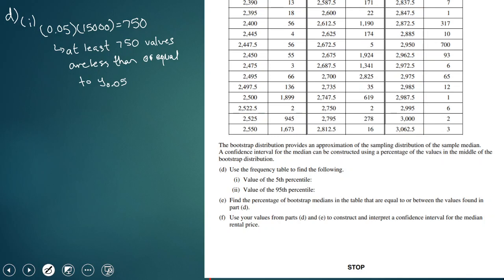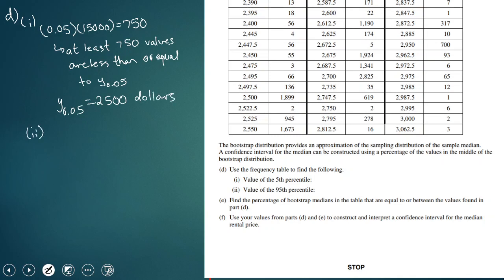So I see 1, 13, 18, 56, 4, 56, 55, 3, 66. So I'm at 272 so far when my median is 2,495. Then I had 136, and immediately I had 1899, and I go way too far. And so I know that my value of Y sub 0.05 is equal to 2,500 dollars. I don't have space, so I have to put it at the end.